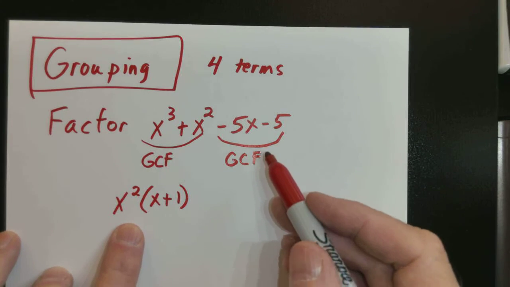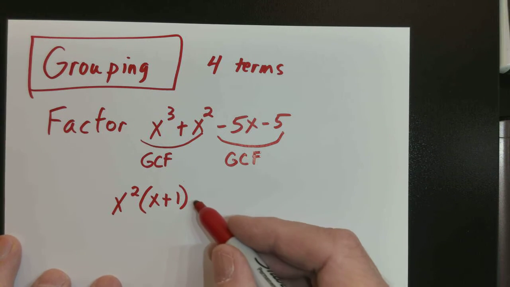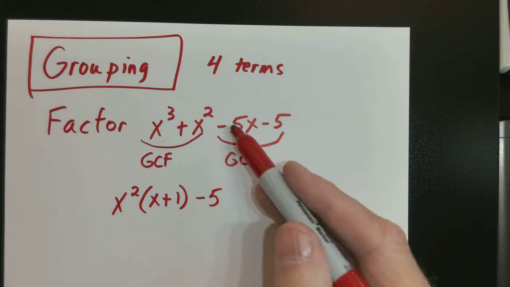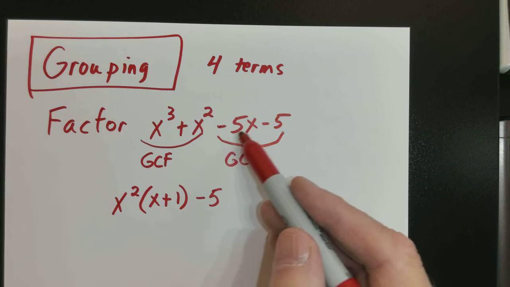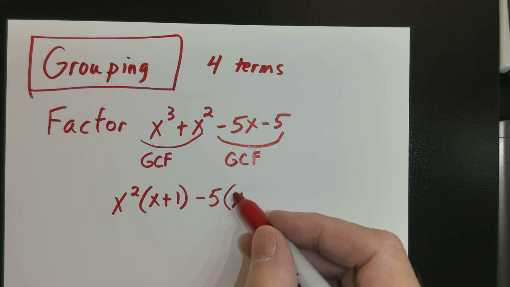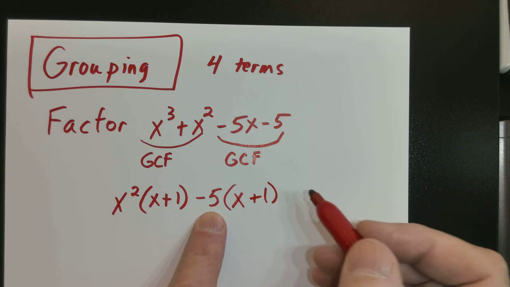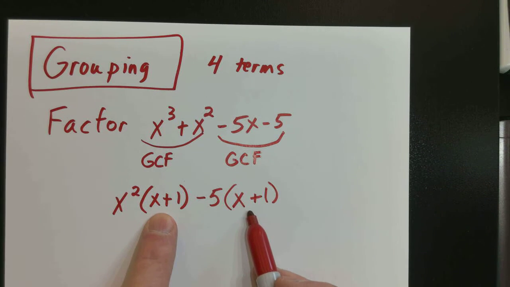Now, what about for negative 5x and negative 5? Elena? Negative 5. Yeah, let's use negative 5. You could use 5. It is a common factor. But if this third term is negative, I'd like for you to use negative there. And then I need negative 5 times x and negative 5 times positive 1 to get negative 5 there.